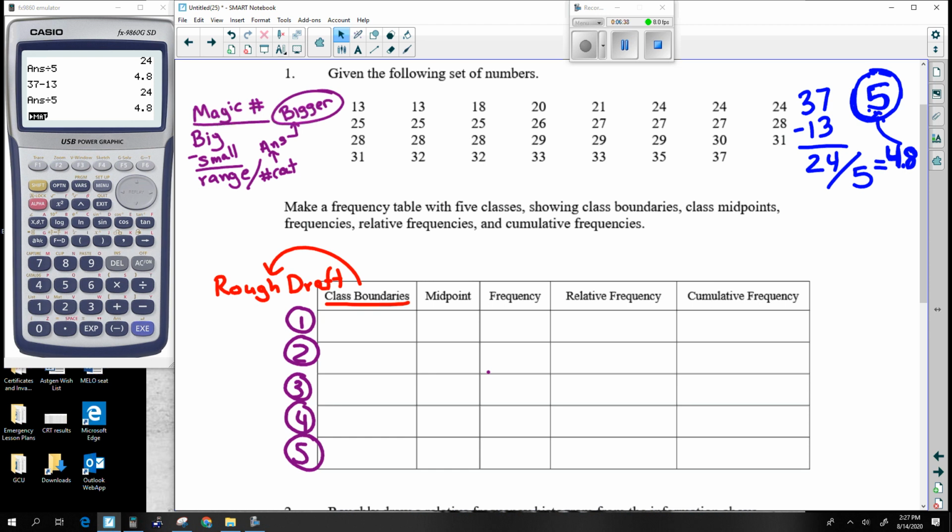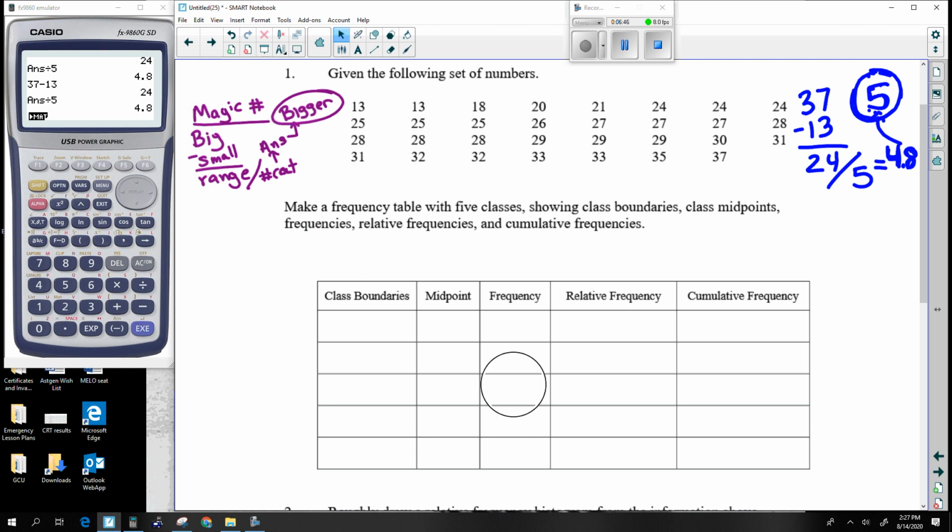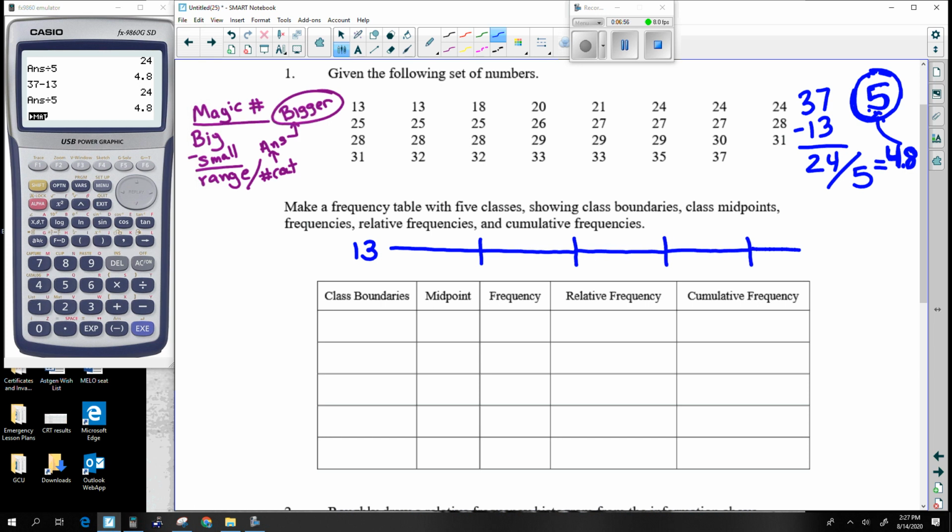As I said, what I'm trying to create is this rough draft. What are my boundaries in essence going to be? I'm going to start with the number 13, and as I said, I'm breaking this up into 5 equal-sized chunks. And I'm going to end up at least 37. I can end up a little bit bigger than 37, but I can't end up smaller than 37.